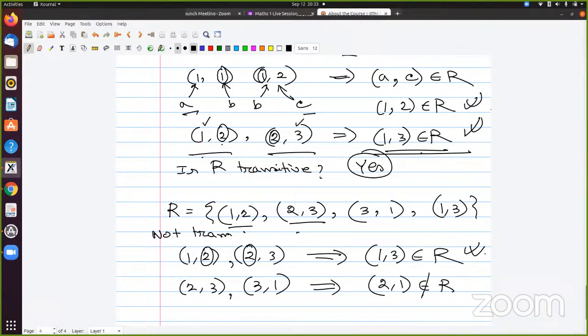Sir, if that fourth element is not there, should we call this a transitive relation? Fourth element means?